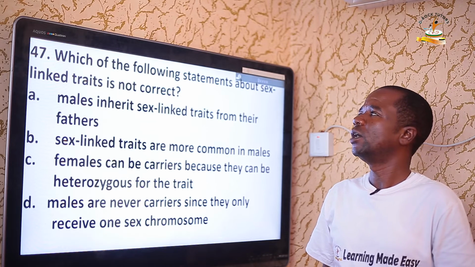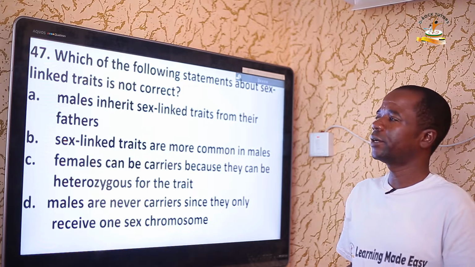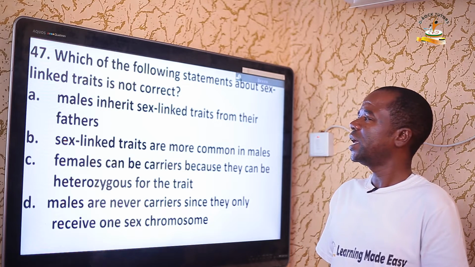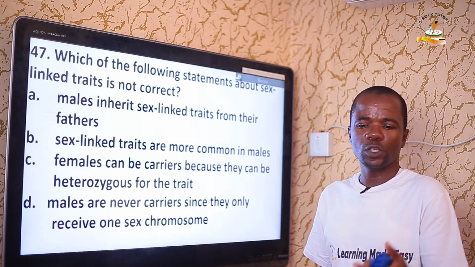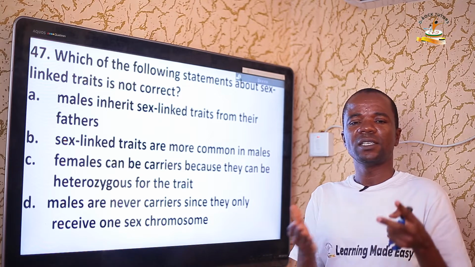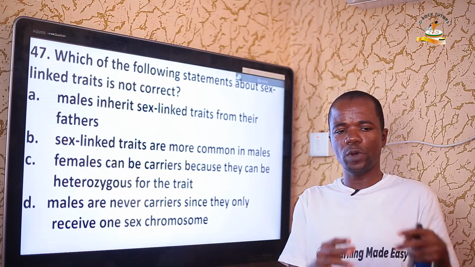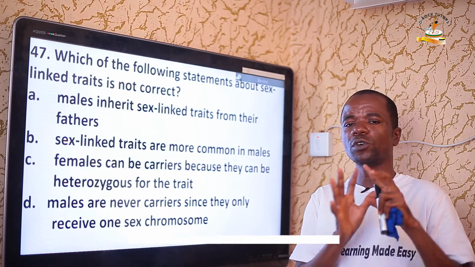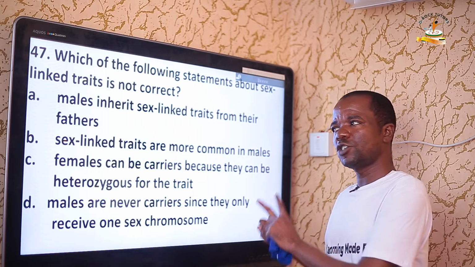Number 47. Which of the following statements about sex-linked traits is not correct? Option A. Males inherit sex-linked traits from their fathers. That is incorrect because, first things first, what is a sex-linked trait? Sex-linked traits are those traits that are carried on the X chromosome. We know we have two types of chromosome, the X chromosome and the Y chromosome. So those traits that are carried on the X chromosome are called sex-linked traits.